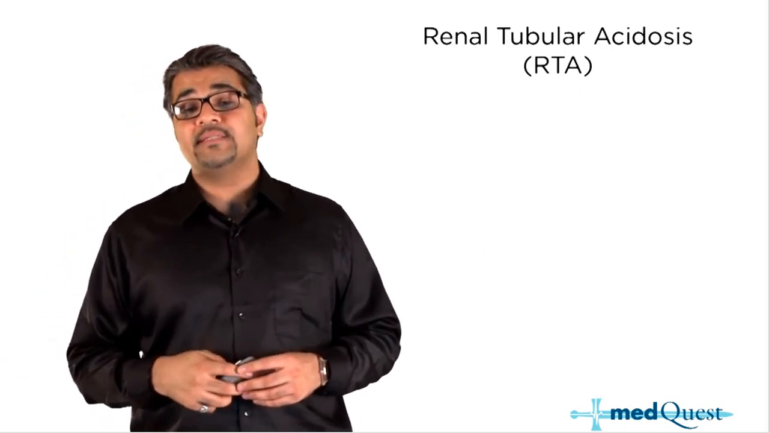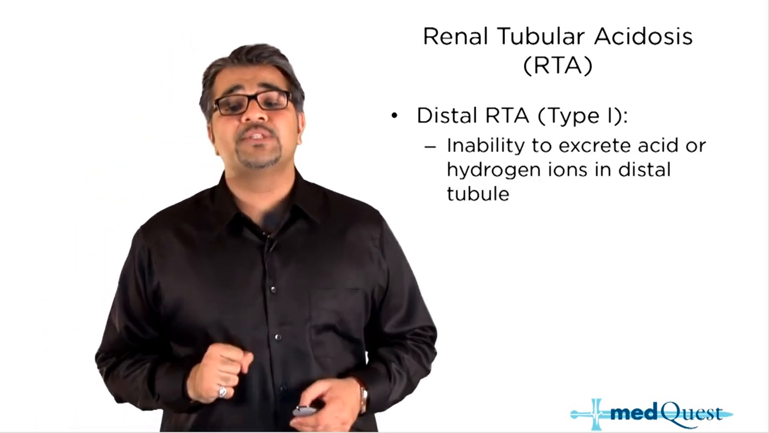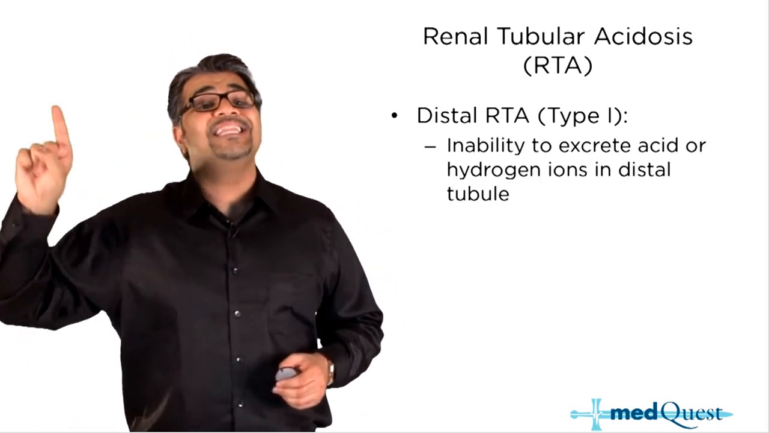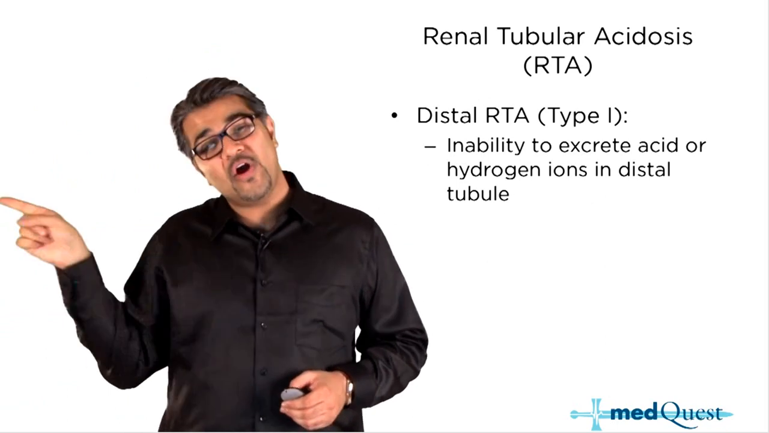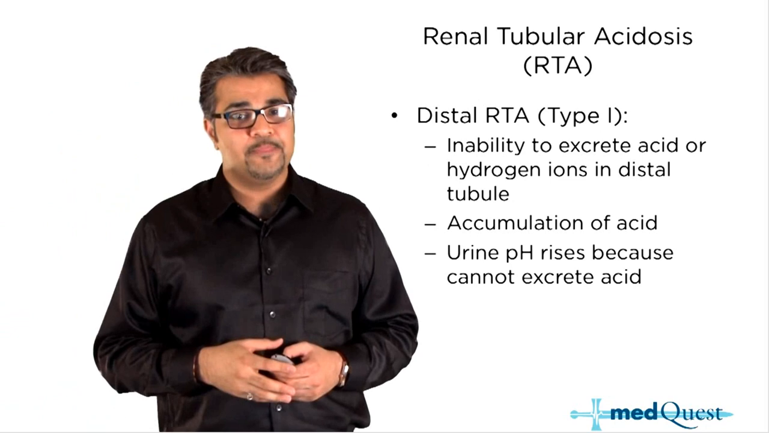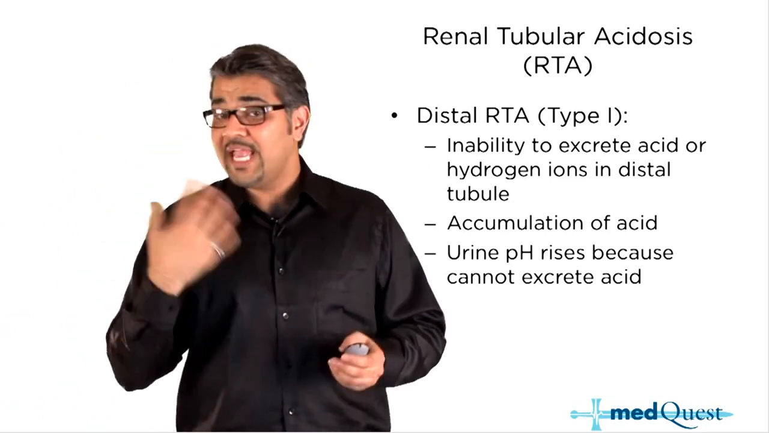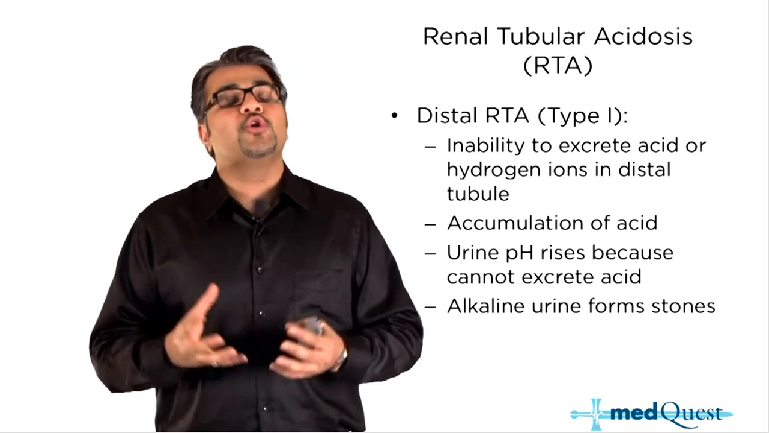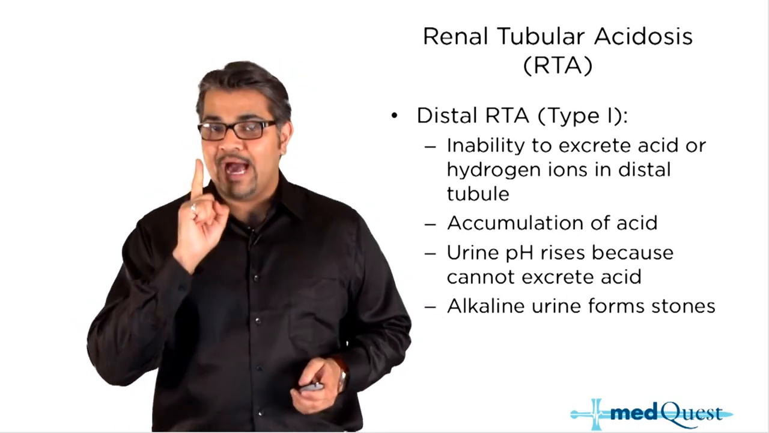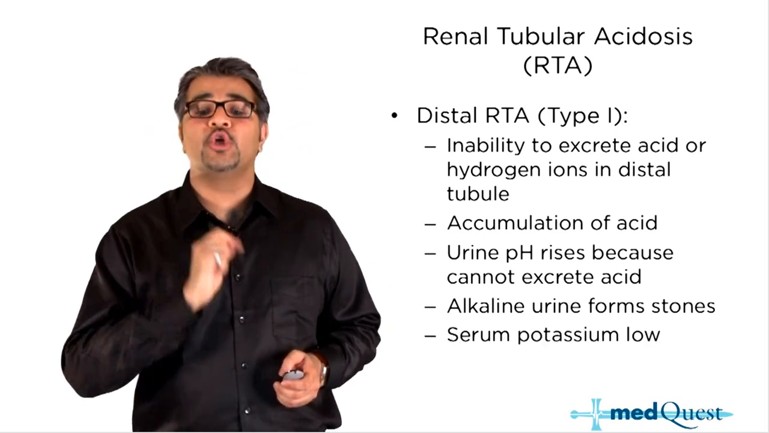Now, renal tubular acidosis. Renal tubular acidosis type 1 is an inability to excrete acid or hydrogen ions in the distal tubule, far down that way. So you have an accumulation of acid. The urine pH begins to rise because you cannot excrete the acid. You can't get rid of it. So what happens? Your urine is alkaline. And remember, alkaline urine causes precipitation of sediment into stones.